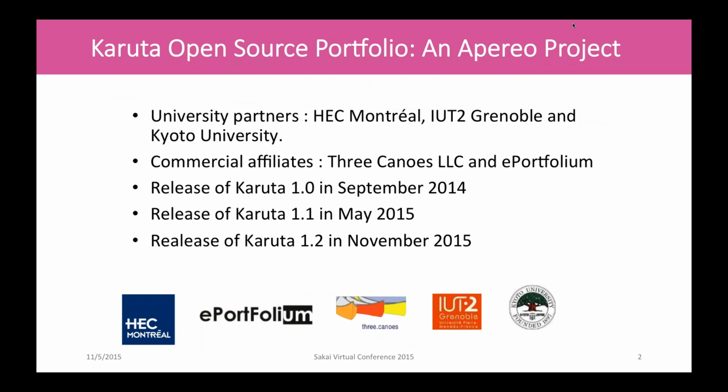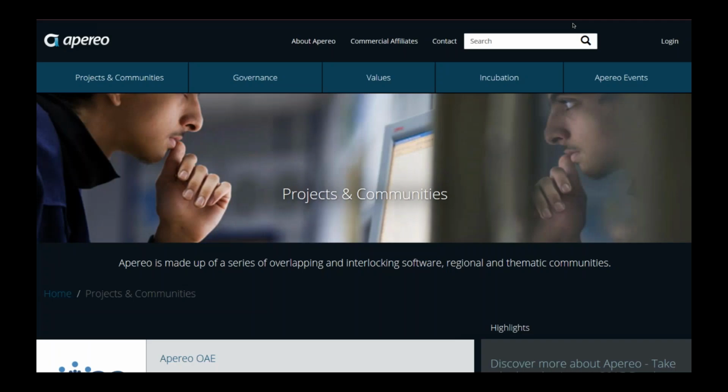So Karuta last month, in fact, merely a week ago, became an official Apereo project. We have graduated the incubation process and we are a full-fledged member of Apereo. Our partners include HEC Montreal in Canada, IUT2 Grenoble in France, and Kyoto University in Japan. We also have 2 commercial affiliates. We've accomplished 2 releases so far and are scheduling another one this month. And as I mentioned, we're part of Apereo now, and you'll be able to find us under projects and communities as a full-fledged Apereo project.